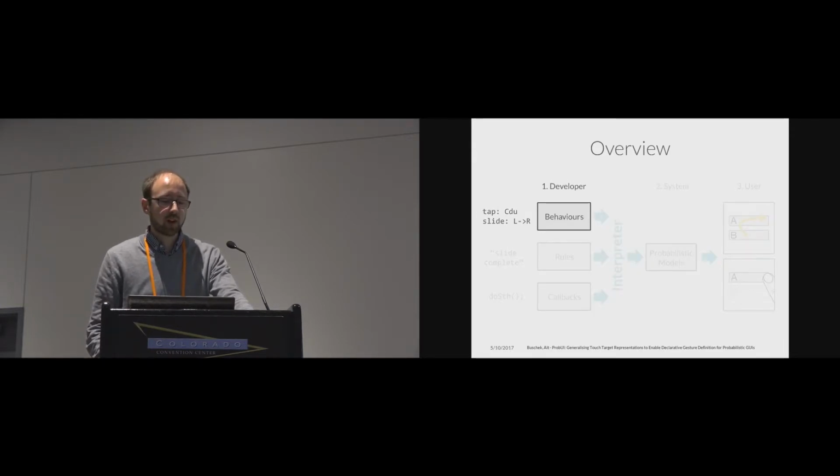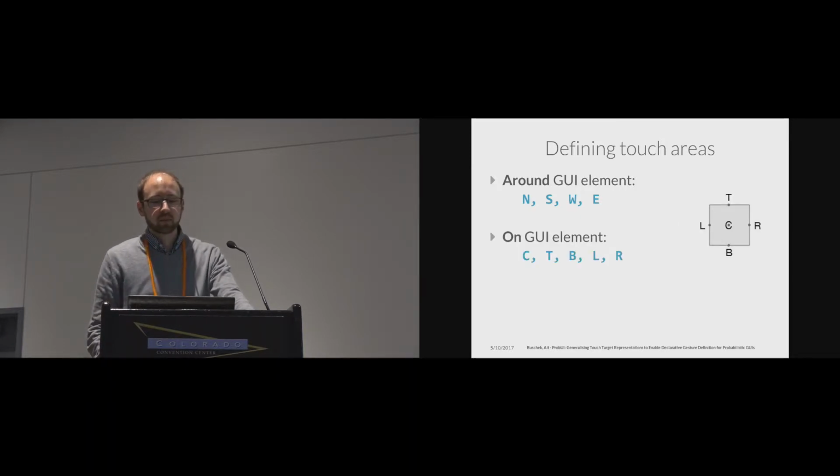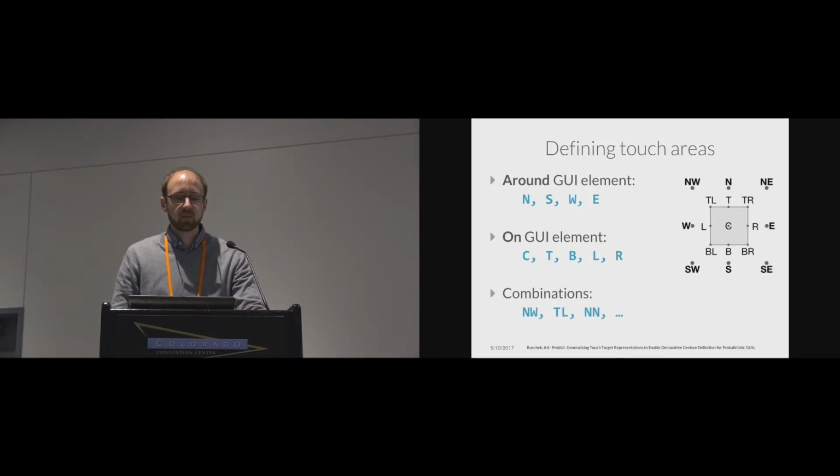Okay, let's first start with how we set up these behaviors. And this is fairly close to Proton. So we have some tokens like north, south, west, and east that describe areas relative to a UI element. And that's the main difference to Proton here. So everything is always relative to a particular UI element. There are other tokens you can use to describe, for example, touching the center of the element and so on, and you can combine those to more complex expressions.